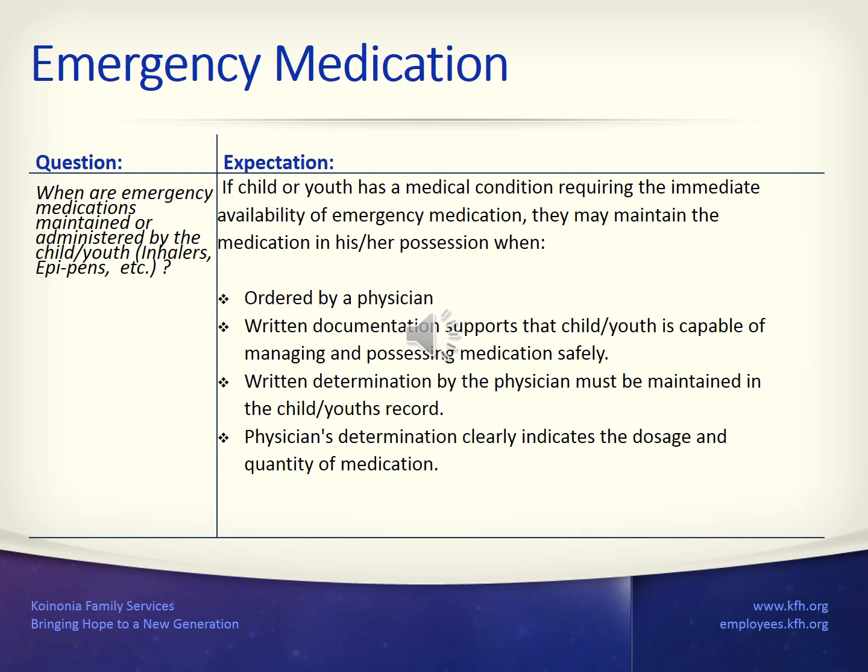A child or youth who has a medical condition requiring the immediate availability of emergency medication may maintain the medication in his or her possession when the physician has ordered the medication and has determined and documented in writing that the child or the youth is capable of determining his or her need for a dosage of medication, and that the possession of the medication by the child is safe. This written determination by the physician is maintained in the child or the youth's record by the resource parent. The physician's determination also clearly must indicate the dosage and quantity of the medication that should be maintained by the child.